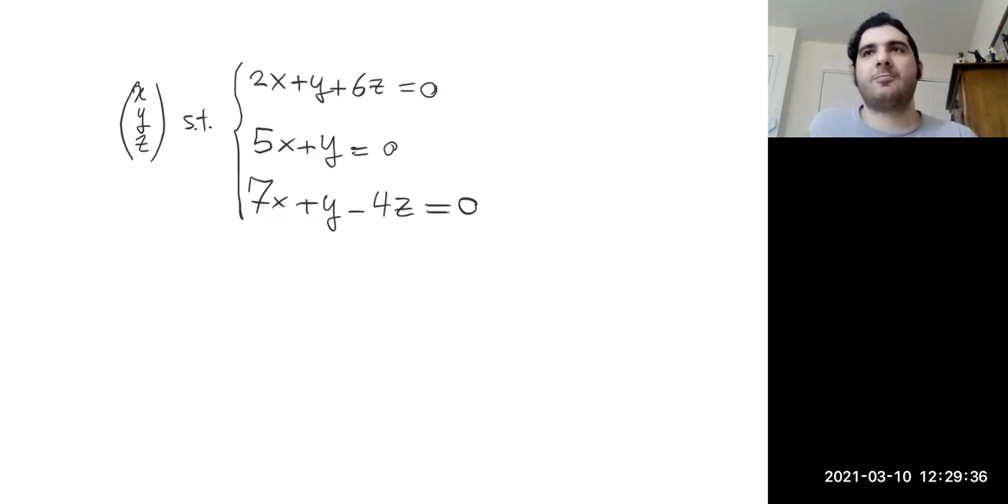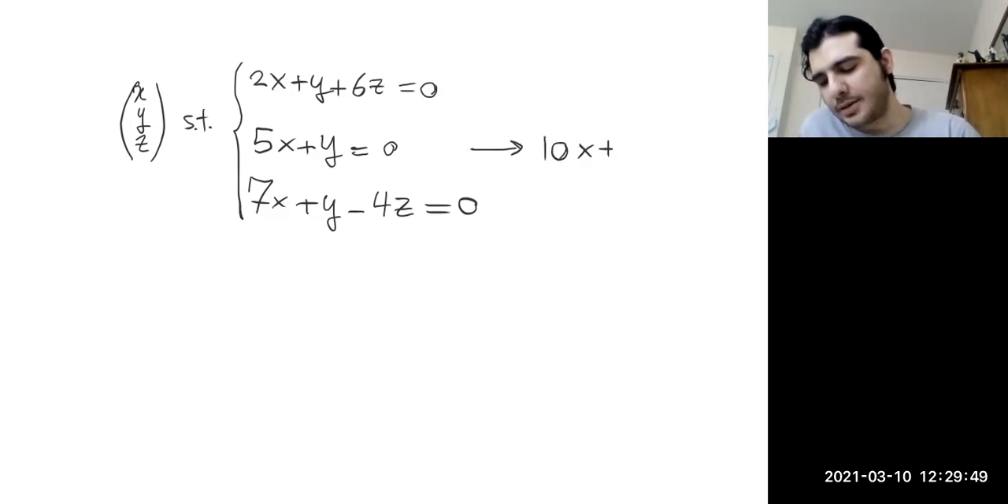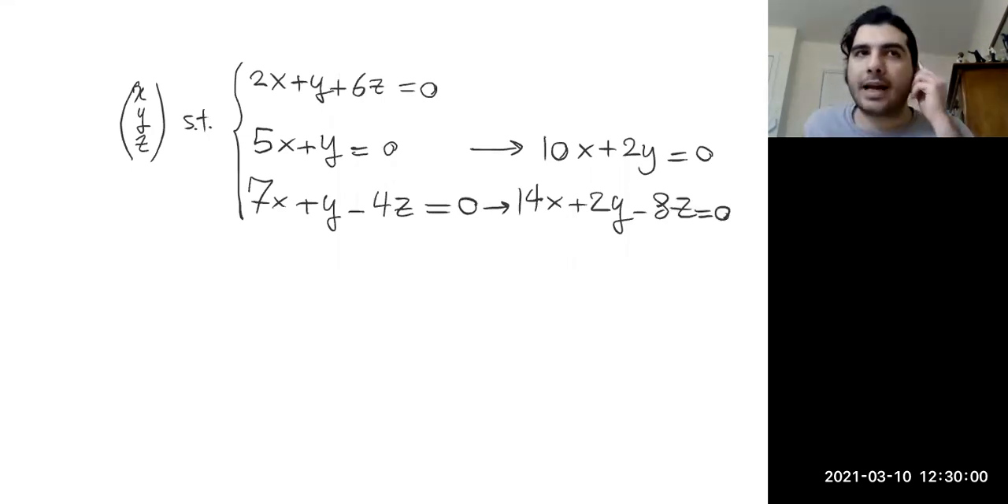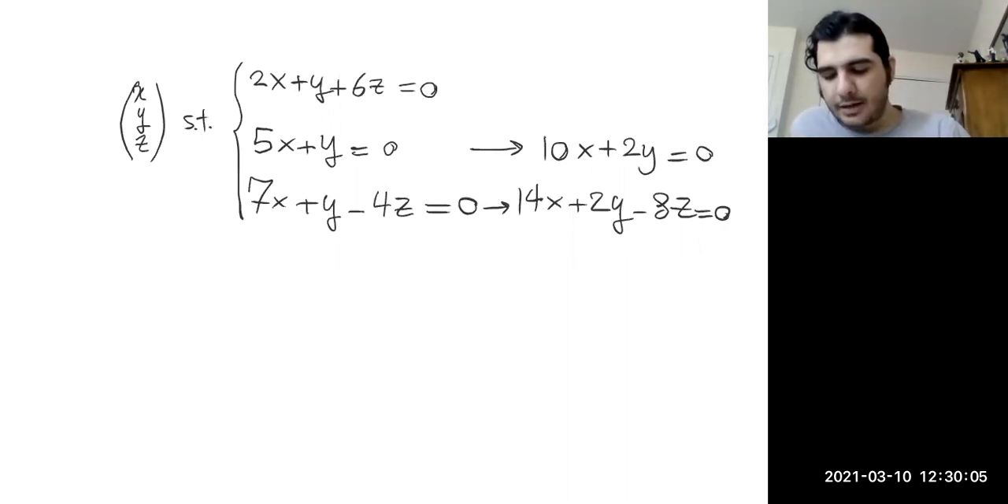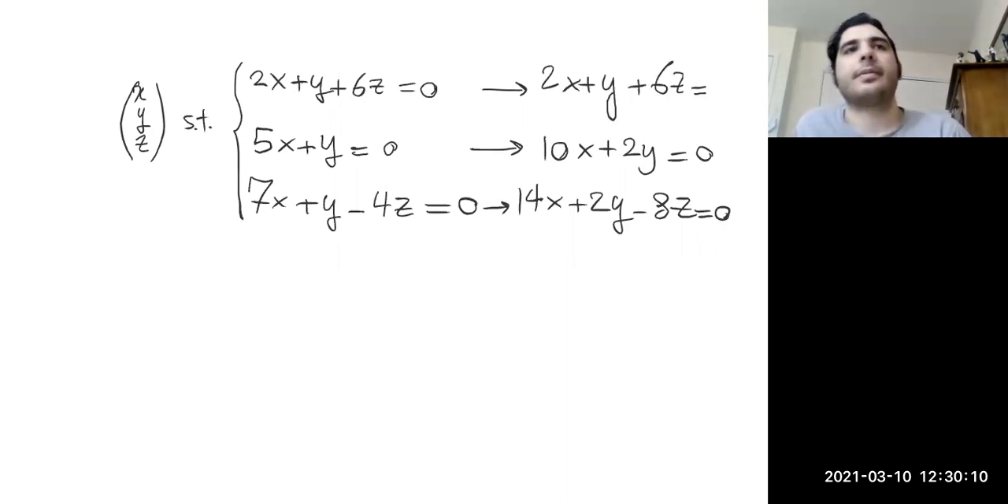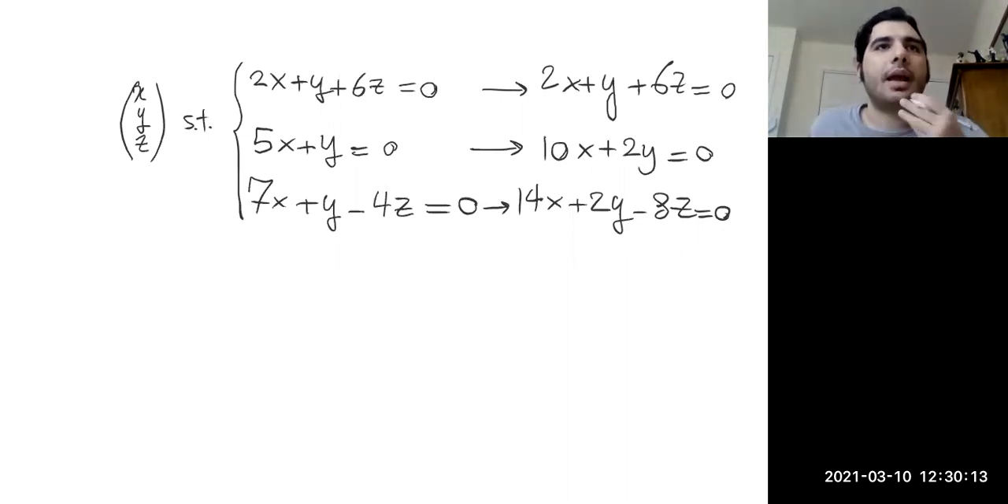So we want to have these three equations. We want it to hold for x, y, and z. So let's say I multiply the second and third vector by 2. I would get 10x plus 2y is equal to 0. And 14x plus 2y minus 8z is equal to 0. Okay, we have an answer. I think the answer is correct. So, and then let's just write down the first one.